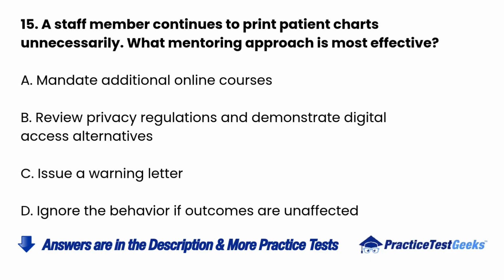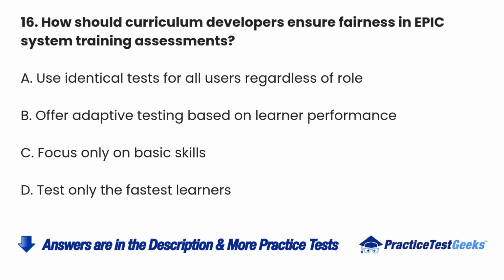What mentoring approach is most effective? A. Mandate additional online courses. B. Review privacy regulations and demonstrate digital access alternatives. C. Issue a warning letter. D. Ignore the behavior if outcomes are unaffected.